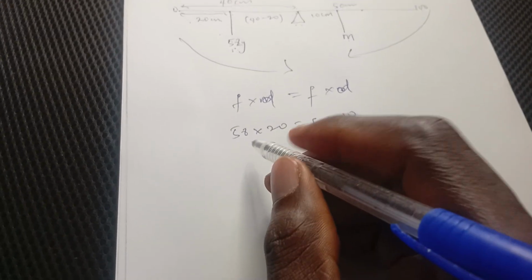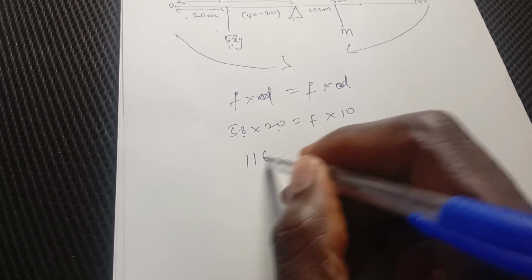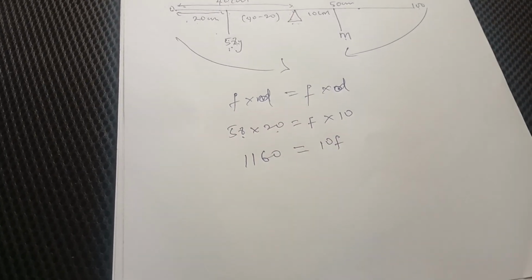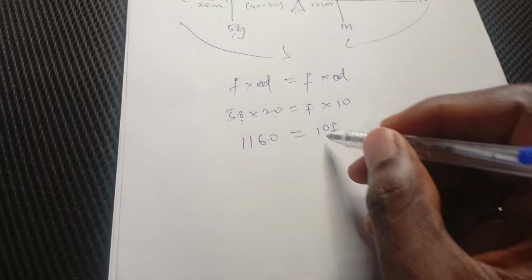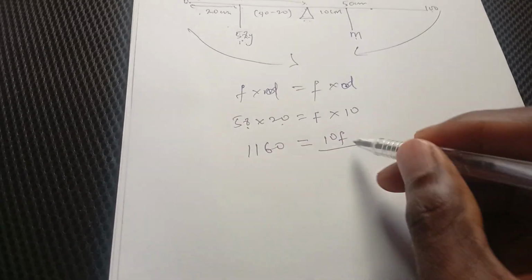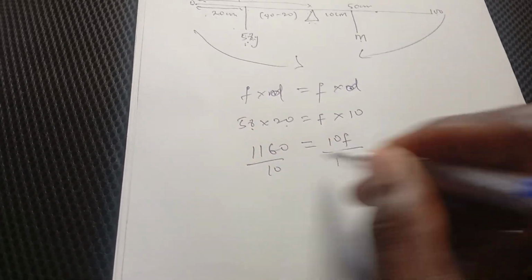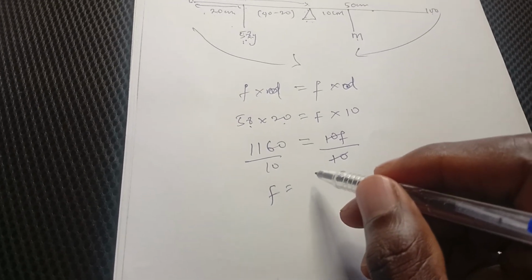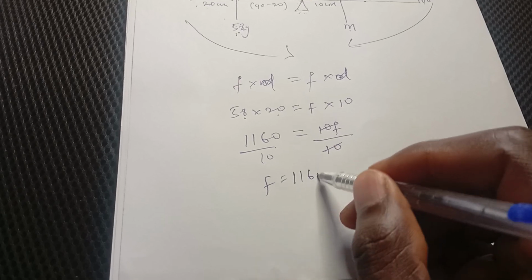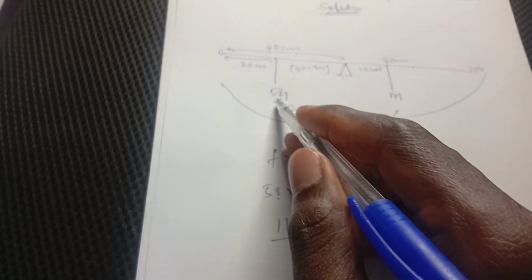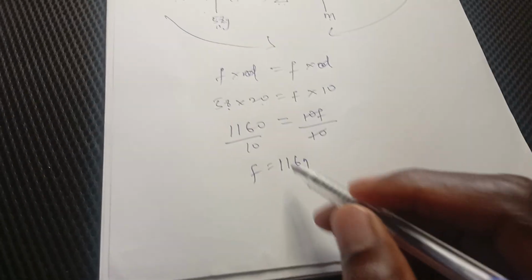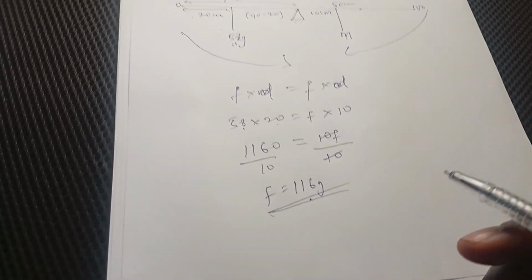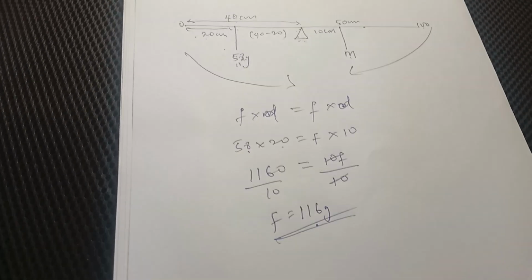So that will give us 1160 equal to 10 M, the mass. Divide by 10 on both sides. So the mass applied here will be given as 116 grams. I believe this is given in grams, while this one will also be in grams. I told you how to convert from gram to Newton, so the mass is also the same as the force applied. I believe we all understand this.